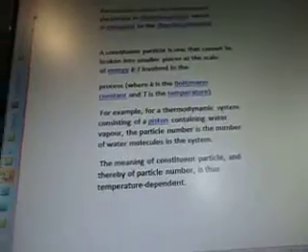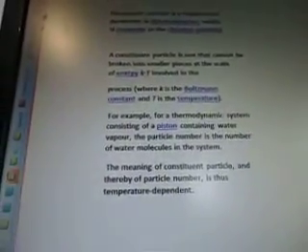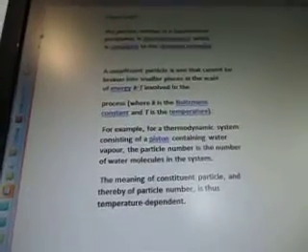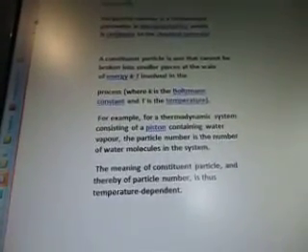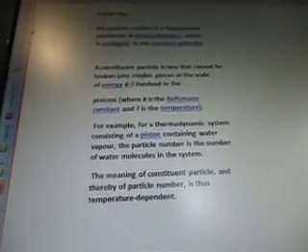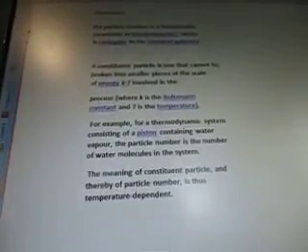where k is the Boltzmann constant and T is the temperature. For example, for a thermodynamic system consisting of a piston containing water vapor, the particle number is the number of water molecules in the system. The meaning of the constituent particle and thereby a particle is thus temperature dependent.